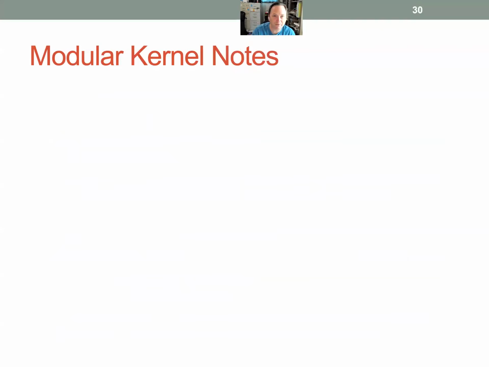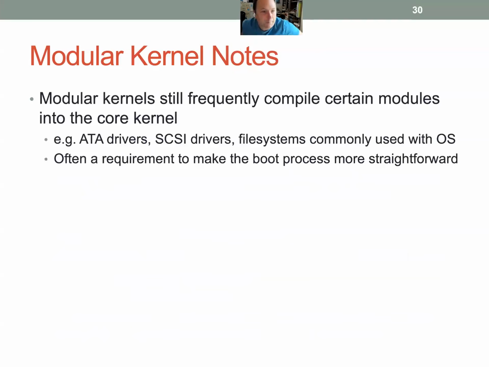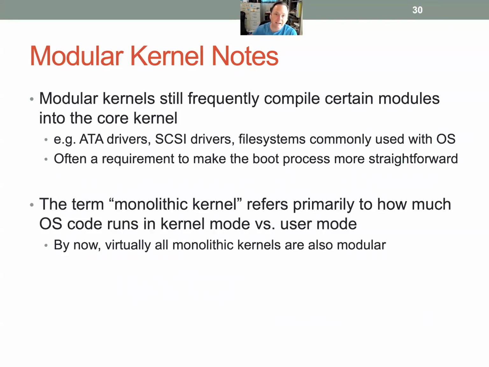Okay, let me see. We're almost done here. So I already talked about this. Stuff that you always need, or you're pretty sure you'll always need, usually gets compiled in always, because why not just include it in the kernel, okay? Yeah, and this is kind of the key takeaway about modularity and monolithic kernels. The term monolithic kernel refers primarily to how much OS code runs in kernel mode versus in user mode, okay?